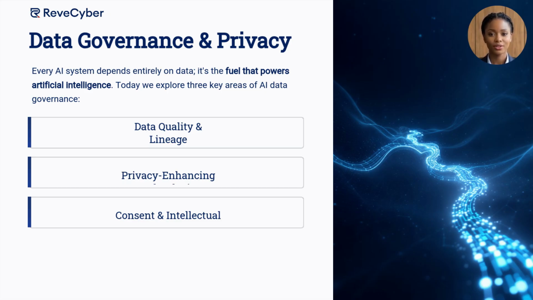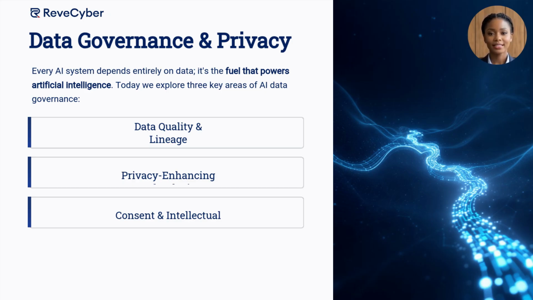In this section, we're going to focus on three key areas that are particularly important when governing data used in AI systems. First, data quality and data lineage. This involves making sure the data used to train AI models is reliable, and that organizations can trace where that data originated and how it has been processed. Second, we'll look at privacy-enhancing technologies, often referred to as PETs. These are techniques that allow organizations to analyze data or train models while still protecting individual privacy. And third, we'll explore consent and intellectual property, which deals with the legal and ethical responsibilities associated with using data, especially when that data includes personal information or copyrighted material.